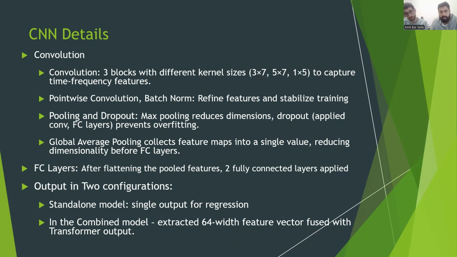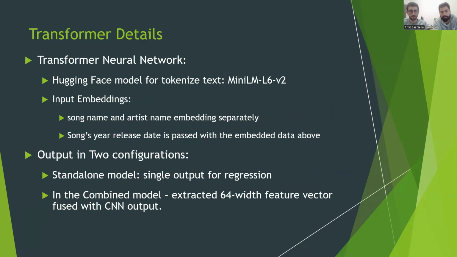The CNN is designed to capture complex spectral patterns. We have 3 convolution blocks with kernels chosen to capture spatial features. Each block contains convolution, batch normalization, max pooling, and dropout. Then a global average pooling layer goes into a fully connected layer. We can either output a single popularity regression value or produce a 64-dimensional feature vector that merges with the transformer into the combined model.